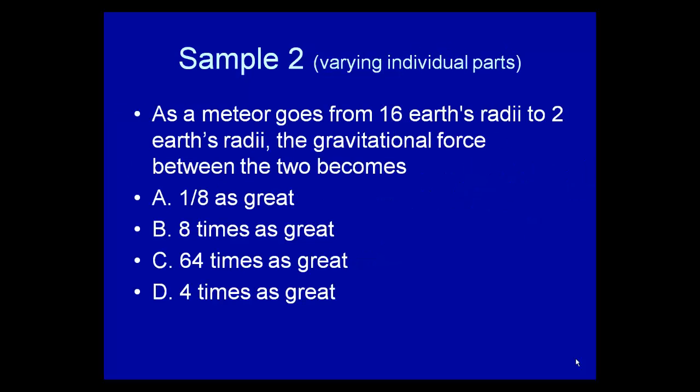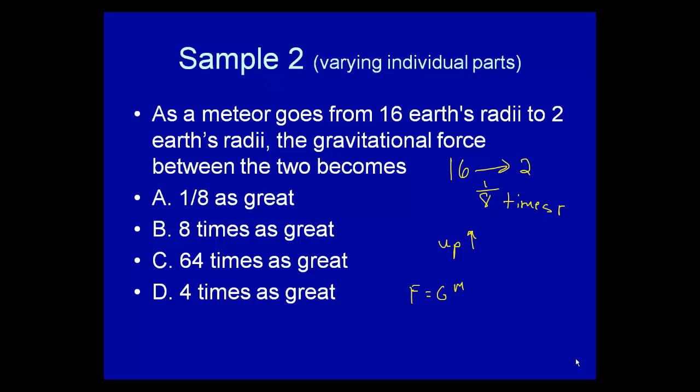Now, sample number 2, this is one where we vary in the individual parts. As a meteor goes from 16 Earth's radii to 2 Earth's radii, in other words, it's coming closer to the Earth, the gravitational force between the two becomes what? Now, let's take a look at it. We're going from 16 to 2, so therefore you have 1/8 of the radius. It's going down by a factor of 8. So therefore the force is going to go up. You're getting closer. Closer means more gravity.